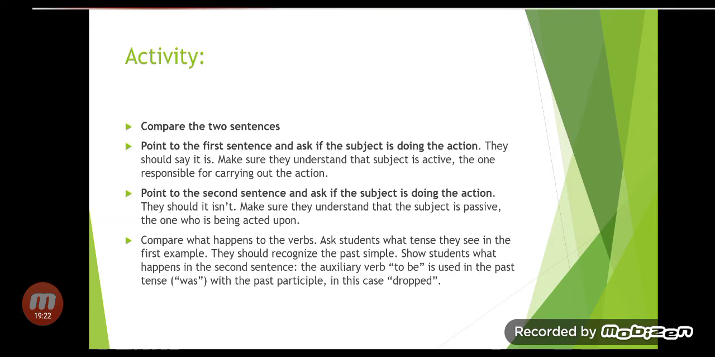So then you have to compare what happens to the verbs. You will ask the students what tense they see in the example. They should recognize the past simple. Show students what happens in the second sentence. The auxiliary verb to be is used in the past tense, which is was, with the past participle. In this case, dropped.